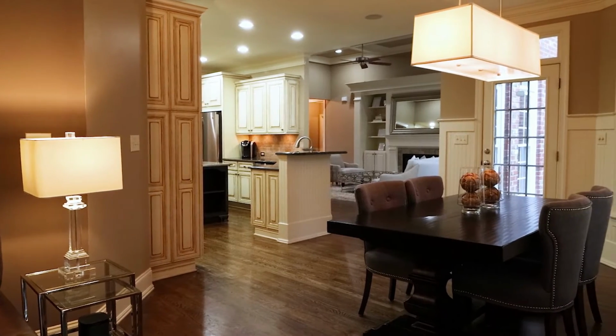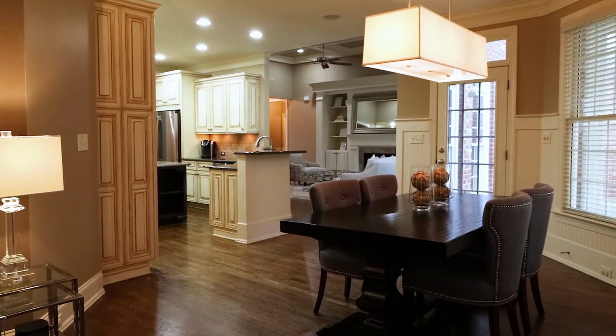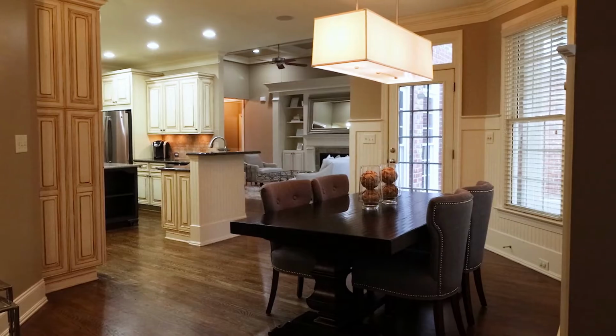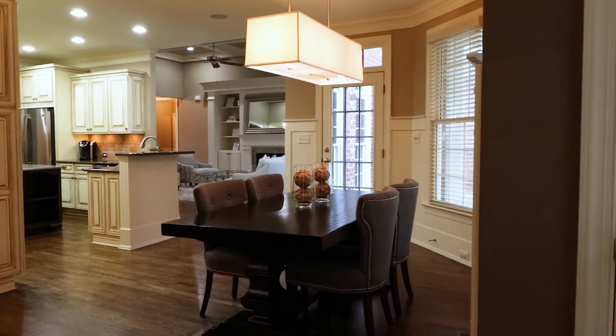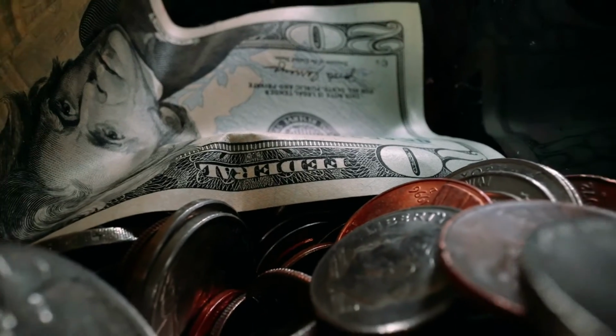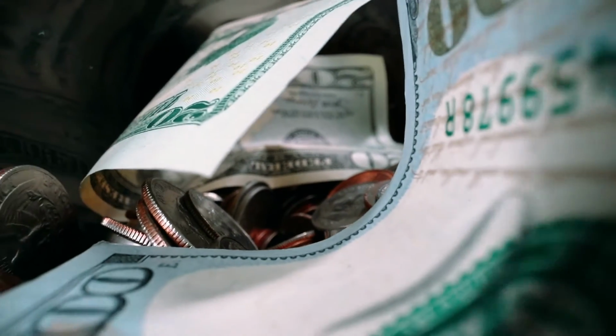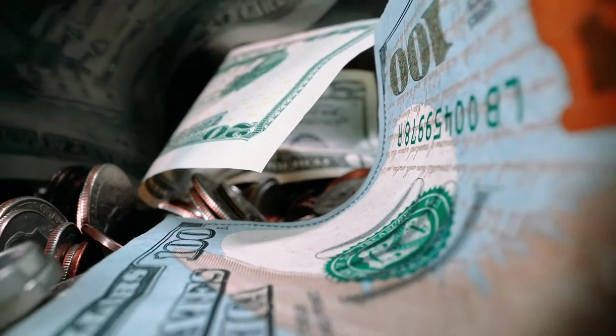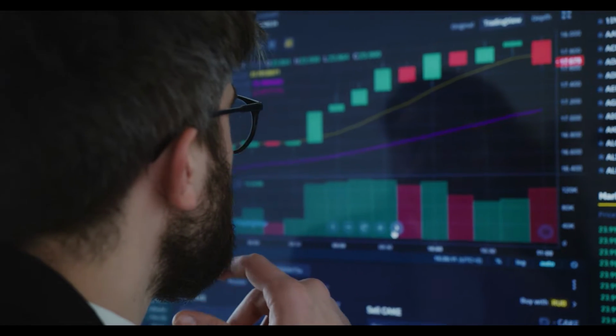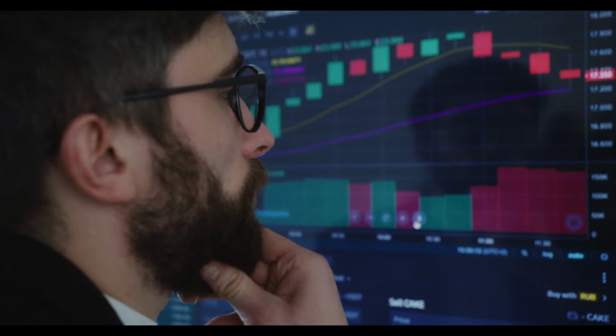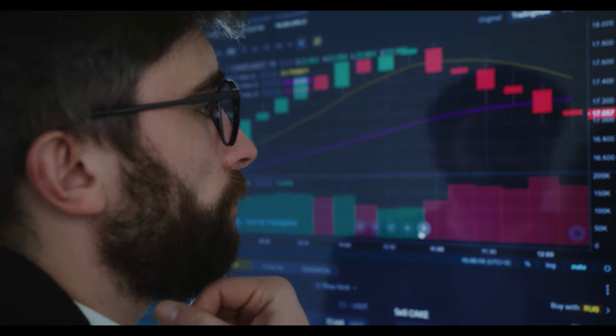Downside correction in ETH? If Ethereum fails to start a fresh increase above the $2,830 level, it could start a downside correction. An initial support on the downside is near the trend line support and $2,775. The next major support is near the $2,750. The main support is now near the $2,730 level.